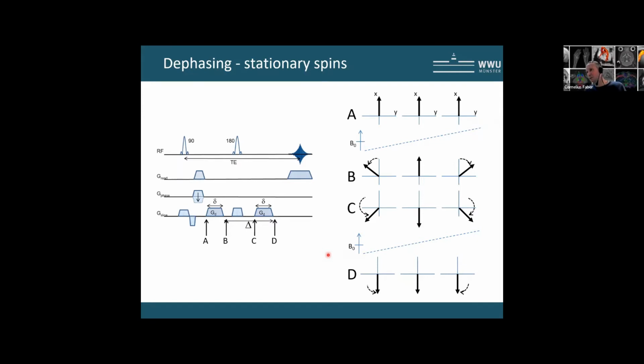The question is now, why do we do that? We could just leave these gradients out and would get the same result. Of course, for stationary spins, that's true, but not if there's diffusion. If there's diffusion, then these spins move. And we now just look at the left spin. So this left spin is diffusing. It's moving along the gradient direction. So when the rephasing gradient happens here, the spin has diffused a bit, and it sees a different magnetic field, so it's not fully refocused. So the signal is attenuated due to diffusion.